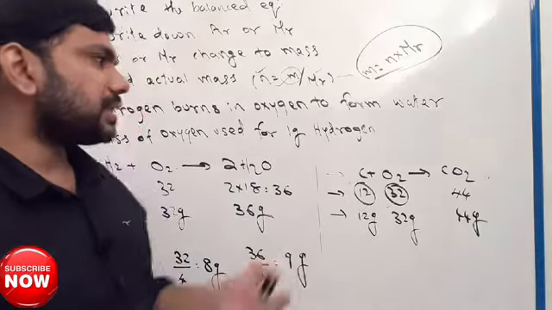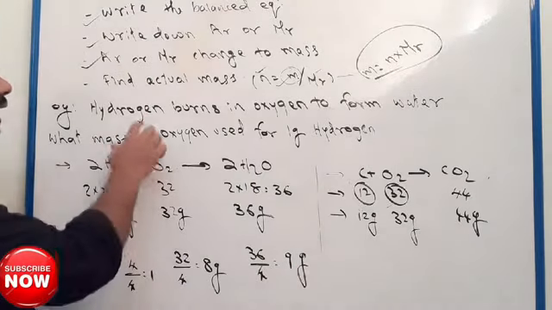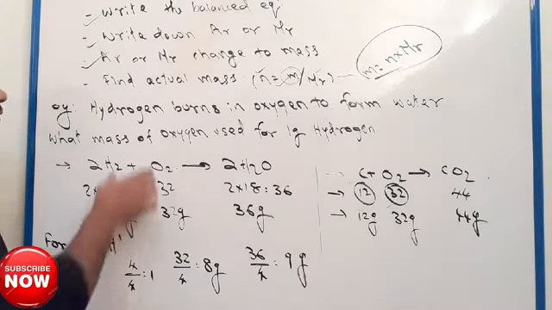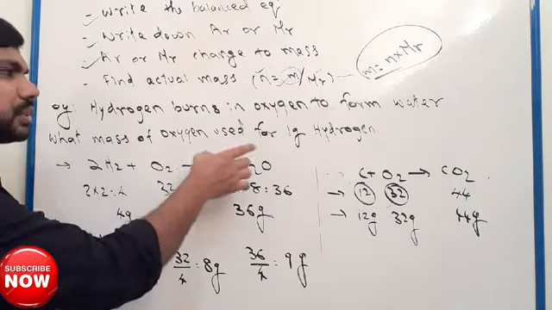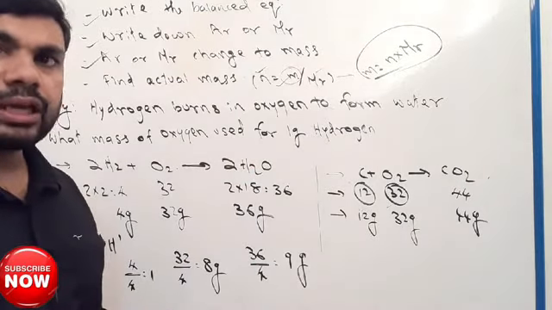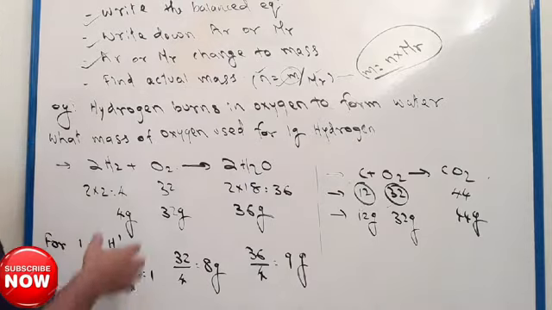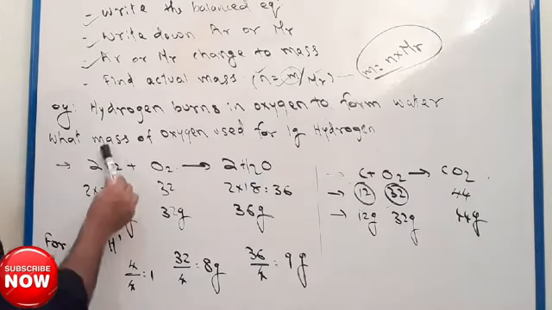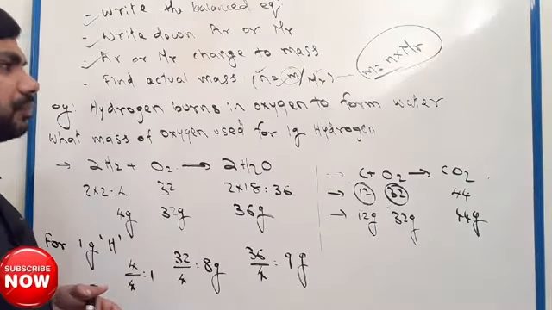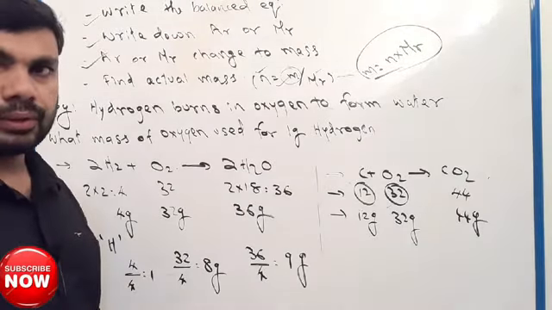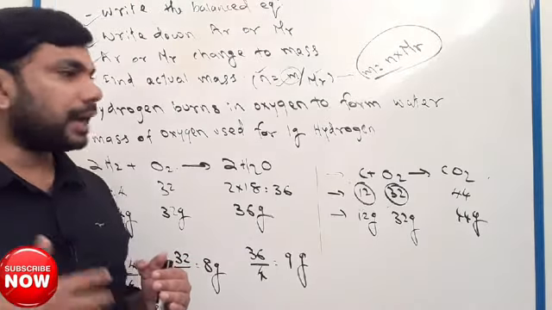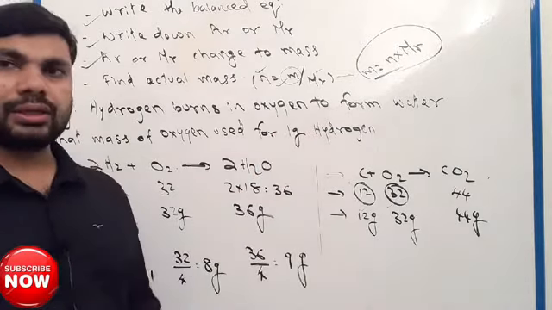Based on this, we have one question here. Hydrogen burns in oxygen to form water. What mass of oxygen is used for 1 gram of hydrogen? Hydrogen, after burning, produces water. Here we have to find the mass of oxygen used, the mass of oxygen reacted with 1 gram of hydrogen.